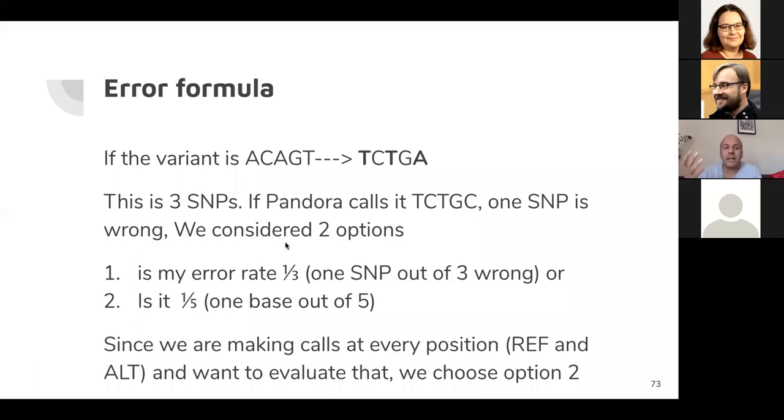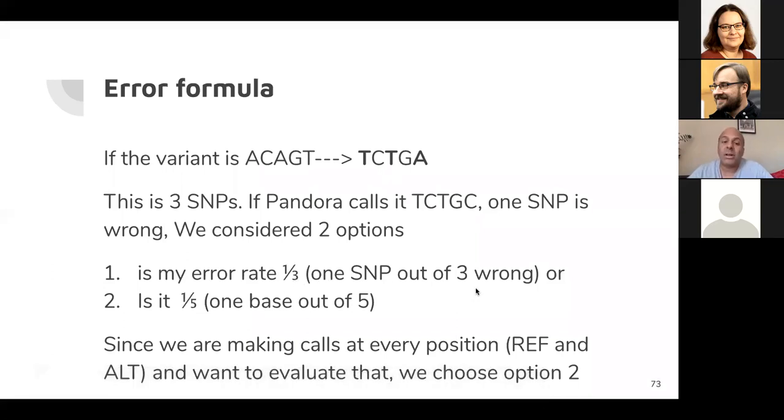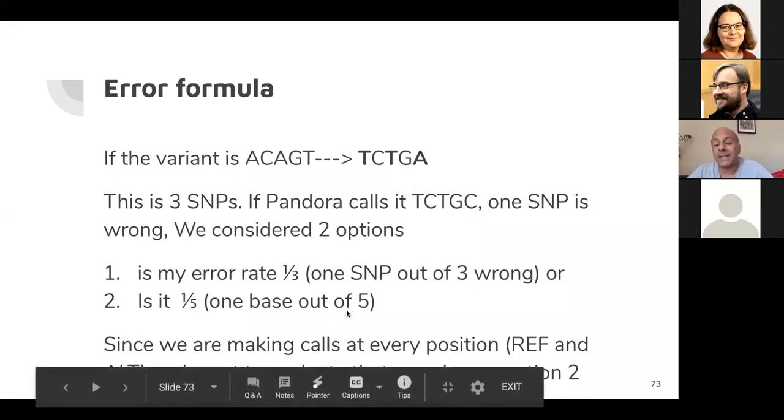And now I'm going to drag you through these details. How do I measure my error rate? So if the variant is ACAGT going to TCTGA, so that's 3 SNPs, T, T, and A. If Pandora called it as TCTGC, so we differ at the last base, we've got one of those 3 SNPs wrong. So there are 2 ways of measuring this error rate. Is my error rate 1 out of 3 because there's 1 SNP out of 3? Or is it 1 out of 5 because I've got 1 base out of 5 wrong?